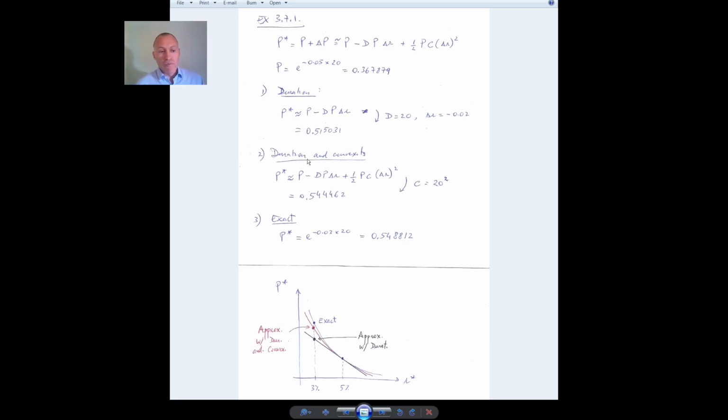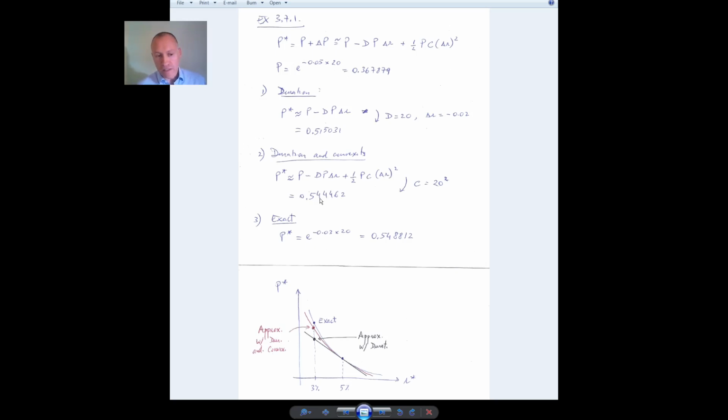If we now use both the first and the second order terms, so both duration and convexity, so if we use this full expression here, then plugging in the numbers, now the convexity is the time until maturity squared, so 20 years squared, and then the change in rate here also comes squared. So if you plug in the numbers, you get this value here for the new price.